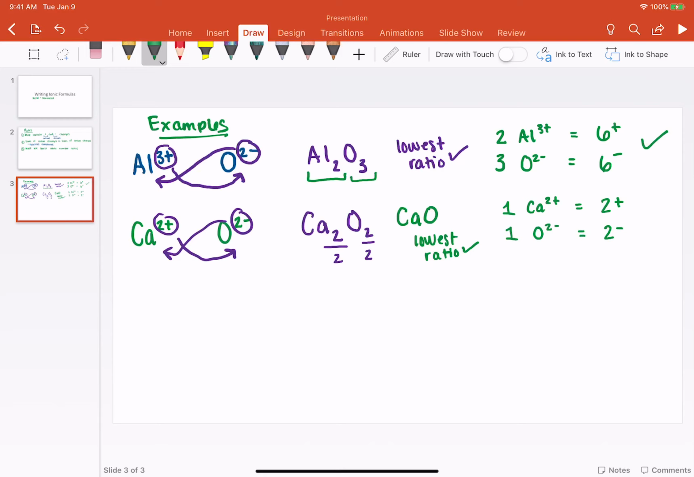So now you try to form a compound between K plus and S2 minus. Go ahead and pause the video here, work through the problem on your own, and then unpause when you're ready to see the answer.